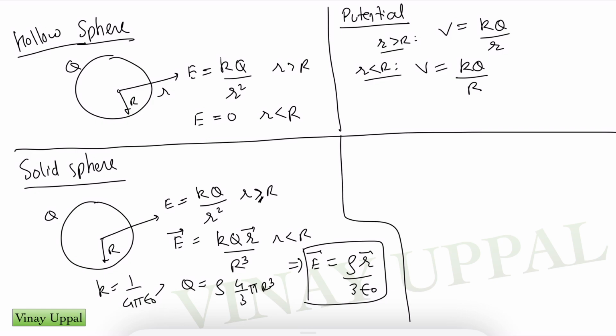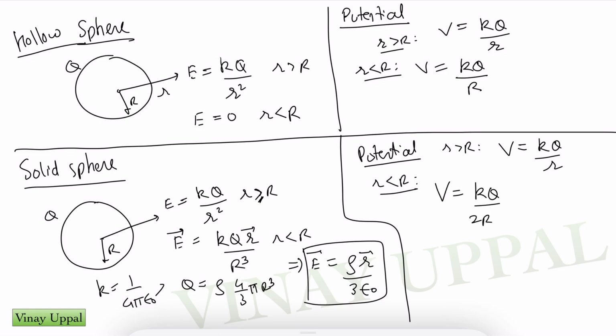And for a solid sphere, for r greater than R, once again kq by r, and for r less than R, you will have to integrate the electric field in order to get the potential, which comes out to be kq by 2R cube times (3R square minus r square). So this is the potential inside a uniformly charged solid sphere.